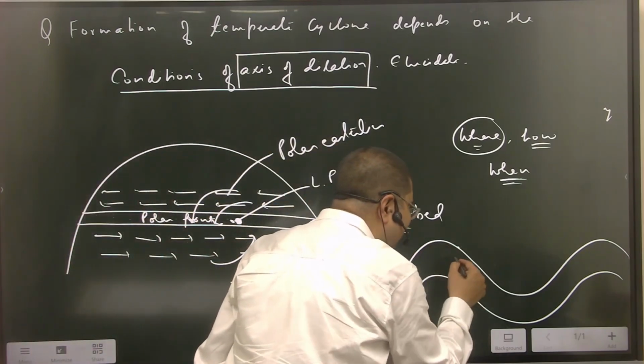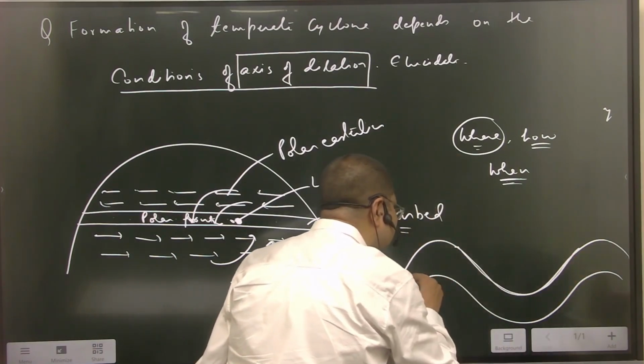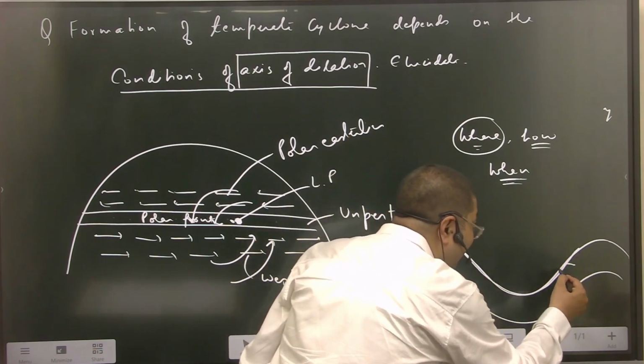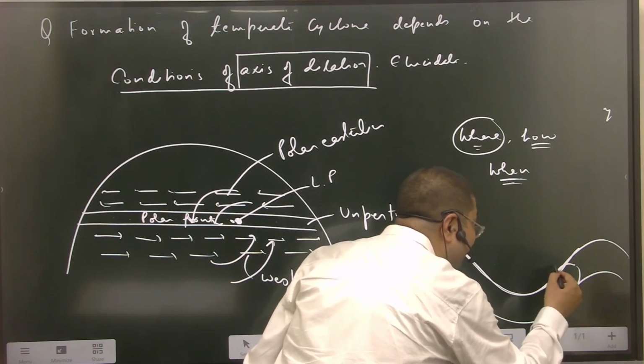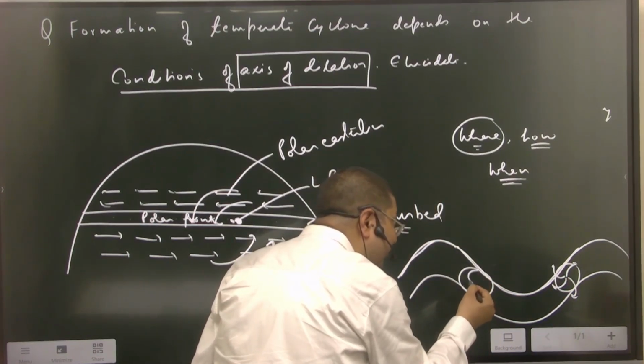This is upper air trough and this is upper air ridge. Ahead of upper air trough, here divergence takes place. Behind the upper air trough, here convergence takes place.